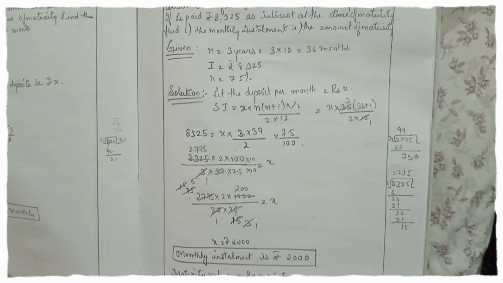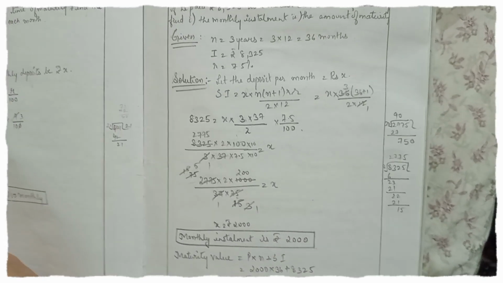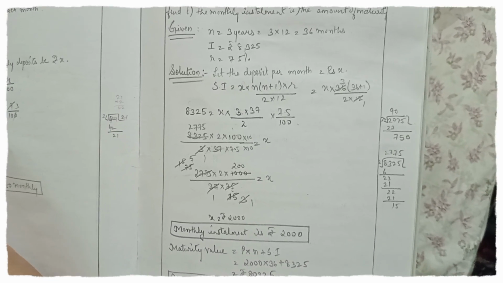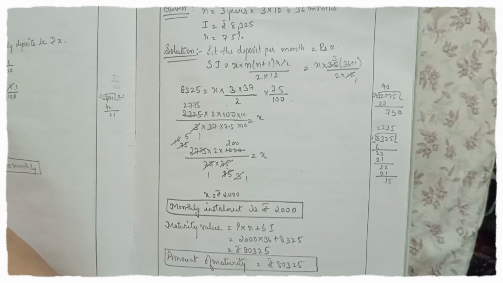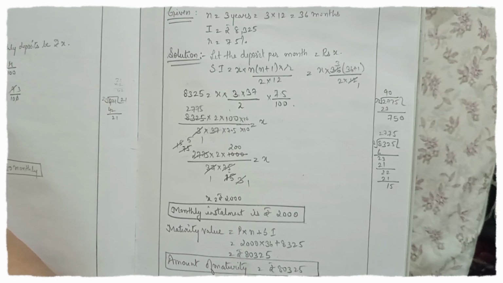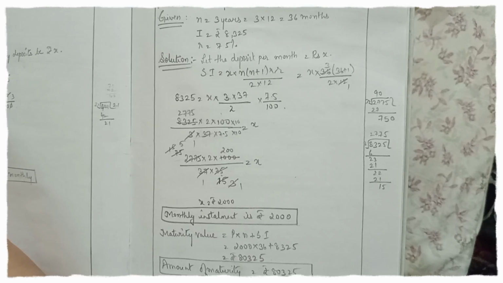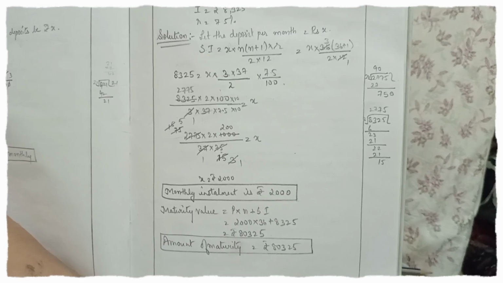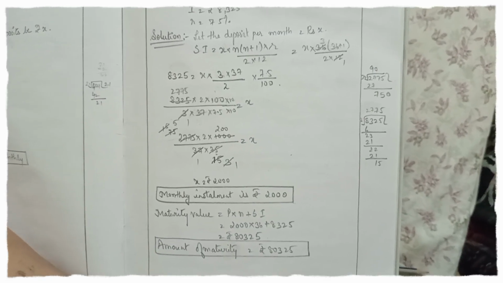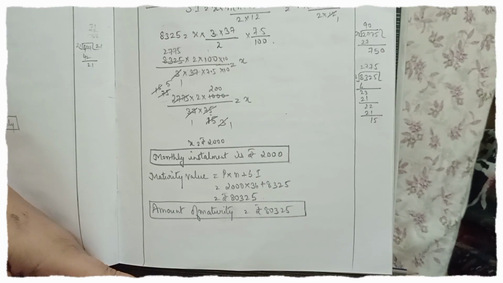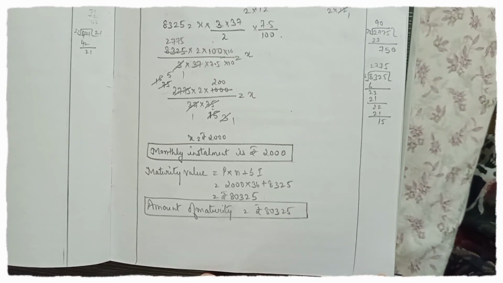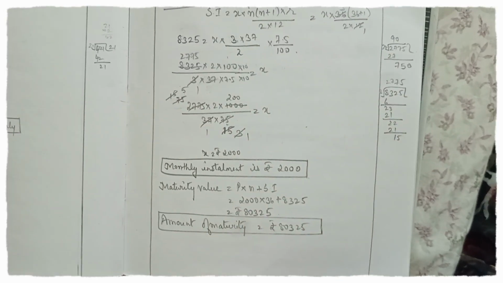Given N is equal to 3 years, 3 into 12 is equal to 36. I is equal to rupees 8,325. Rate of interest given is 7.5%. You have to again substitute the values in the given formula, depositing rupees X per month, and the monthly installment that is paid by that person is rupees 2,000. The maturity value formula P into N plus SI will give you rupees 80,325. That is the amount of maturity which he gets.